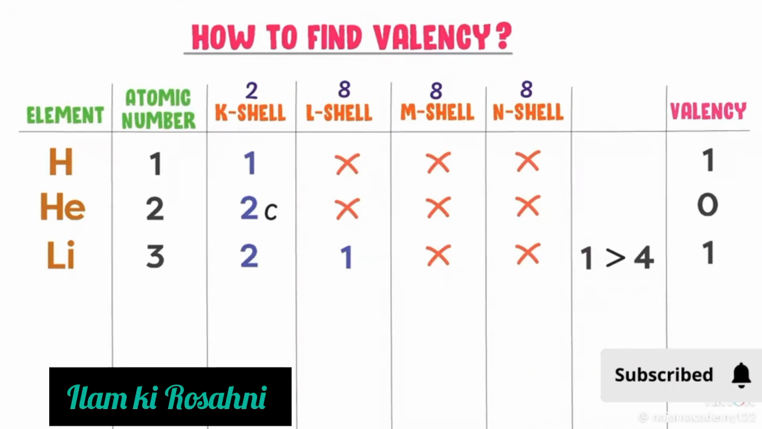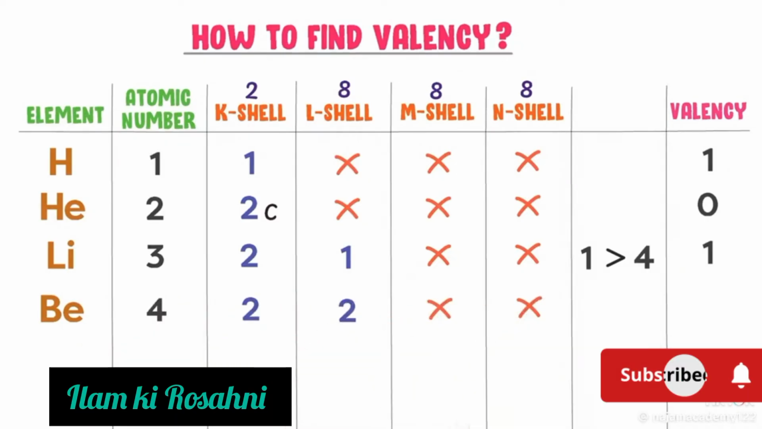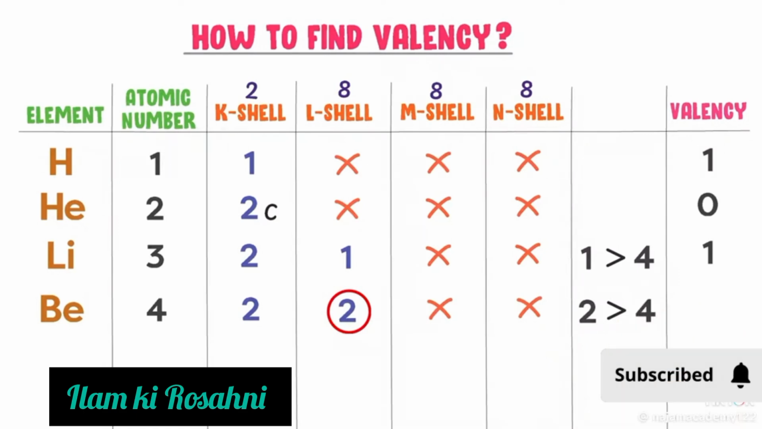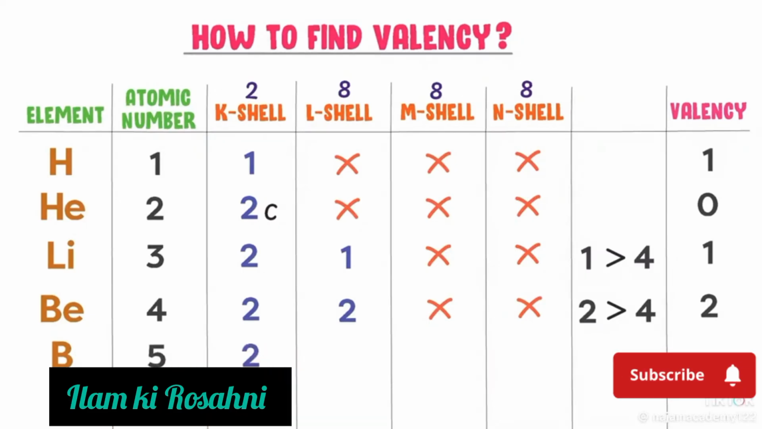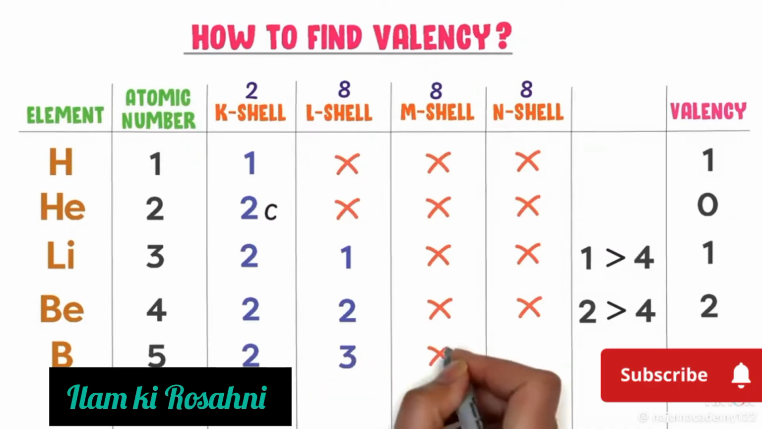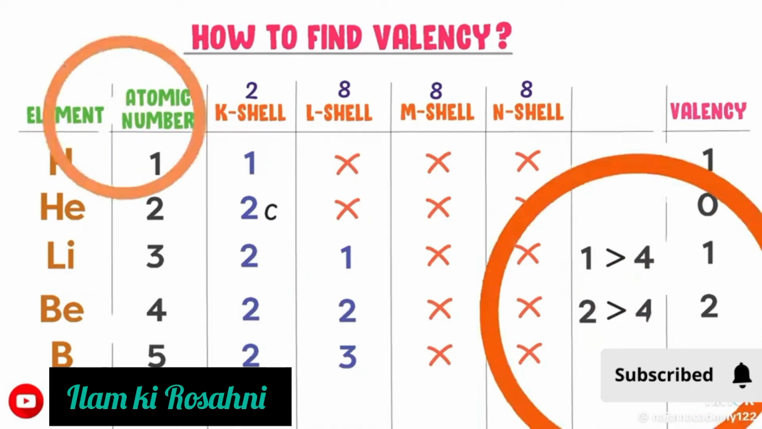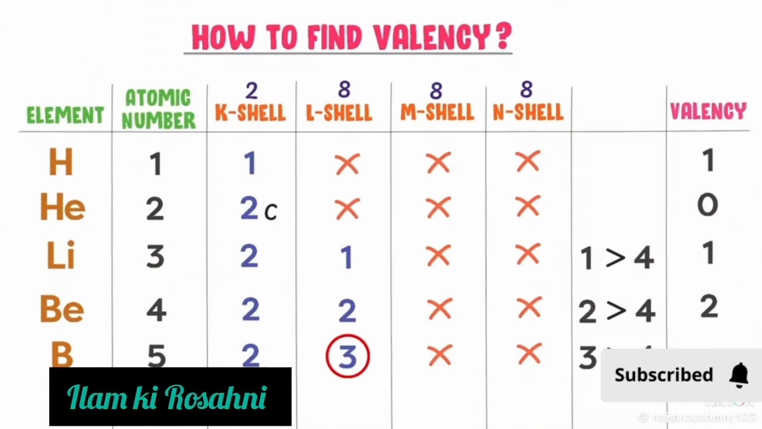The fourth element is beryllium, and its atomic number is 4. There are 2 electrons in K shell and 2 electrons in L shell of beryllium. The outermost shell of beryllium is L shell. 2 is less than 4, so the valency of beryllium is 2. The fifth element is boron, and its atomic number is 5. There are 2 electrons in K shell and 3 electrons in L shell of boron. The outermost shell of boron is L shell. 3 is less than 4, hence boron is metal, thus the valency of boron is 3.